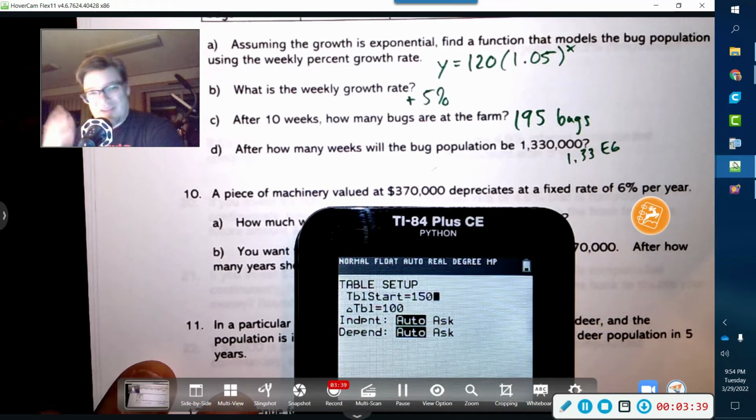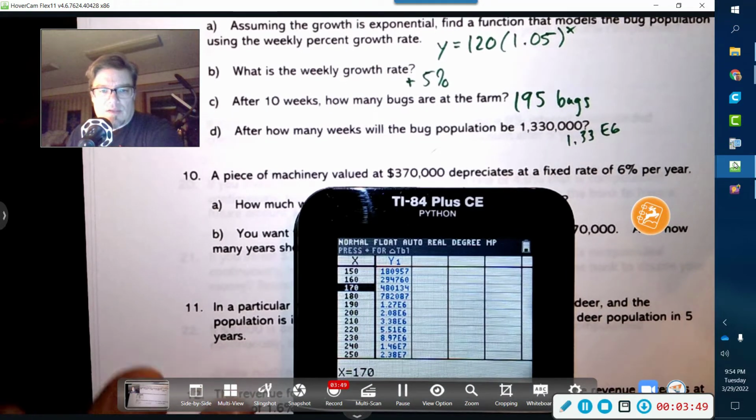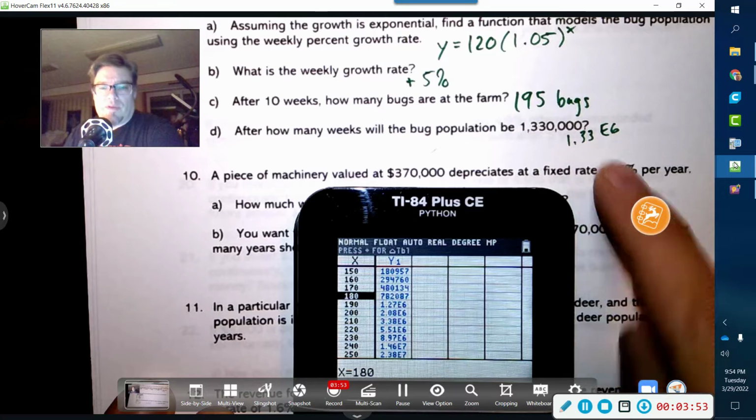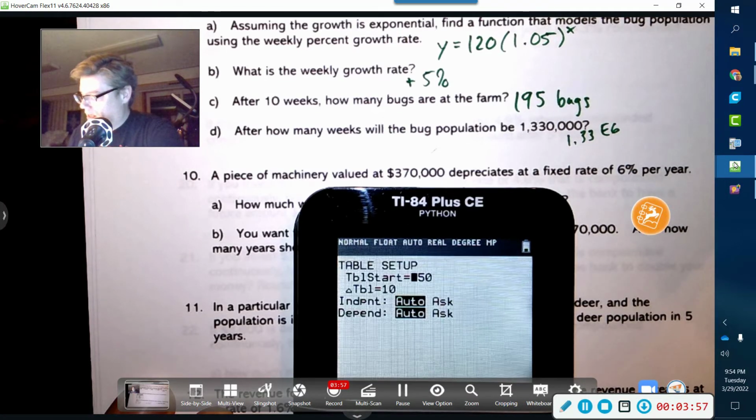150. Now, you see what I'm doing is I'm not using the graph to zoom in, I'm using the tables to zoom in. And now I'm going to go up by tens. Okay, so now we're in the 180s. And again, we are looking for 1.33, so we're in between 180 and 190. So let's go to 180, and now we're going to go up by a year.